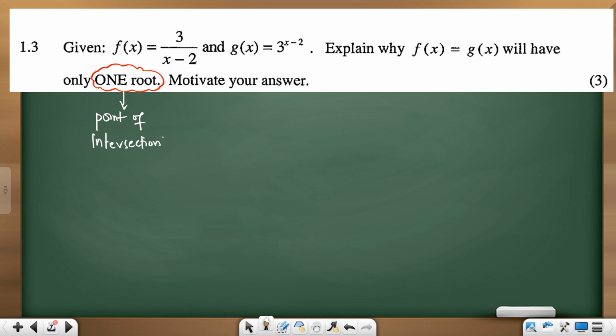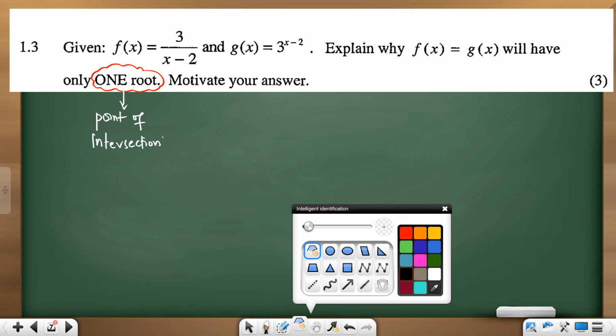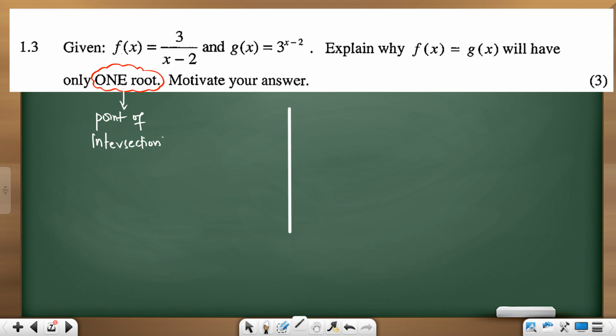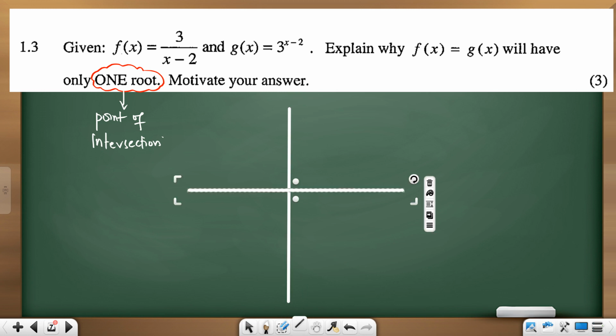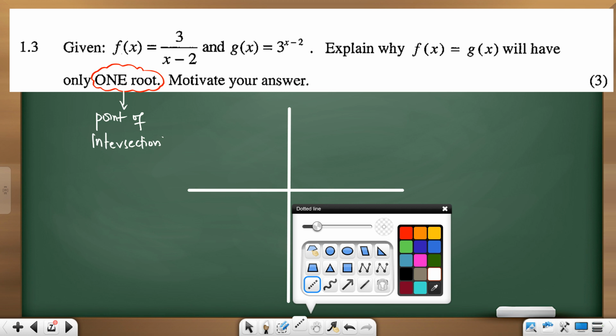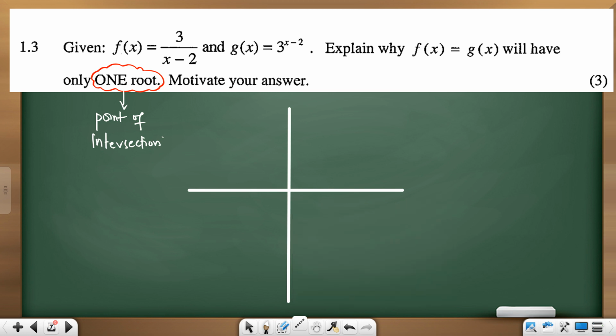What type of function is this? It's a hyperbola. Can we sketch this hyperbola quickly? To sketch this hyperbola, I know I need two asymptotes. What is my horizontal asymptote and what's my vertical asymptote? We're revising already, we're in functions already now. Beautiful. X equals 2.